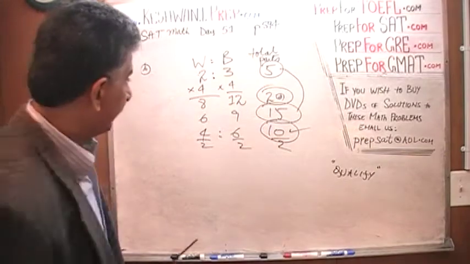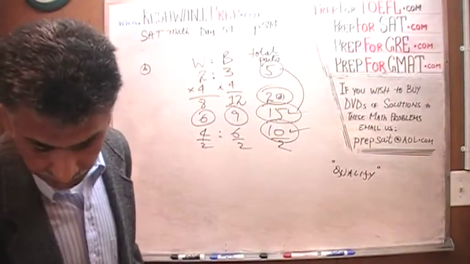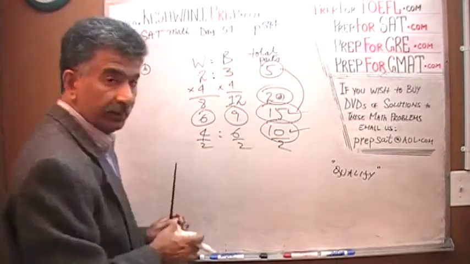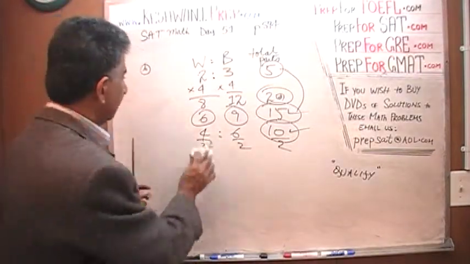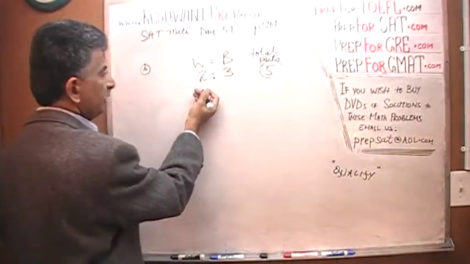The next answer is 15. 15 is possible right here. 15 is possible. 6 and 9 we can have. Then they give us 30. 30 is possible. How will we get 30? 30 is very possible. If you want 30, how do we convert this 2 into a 30?